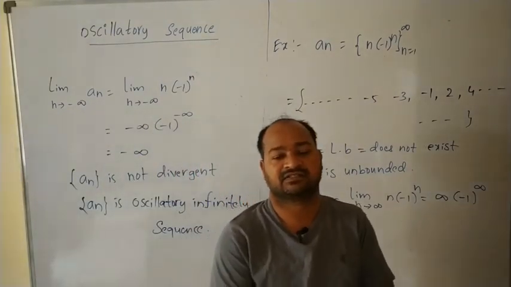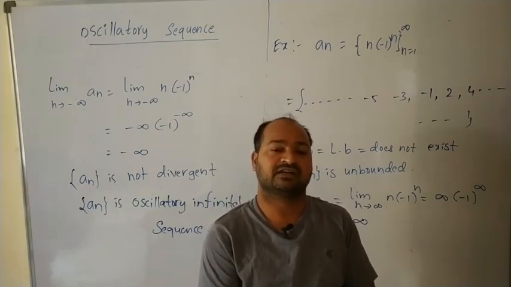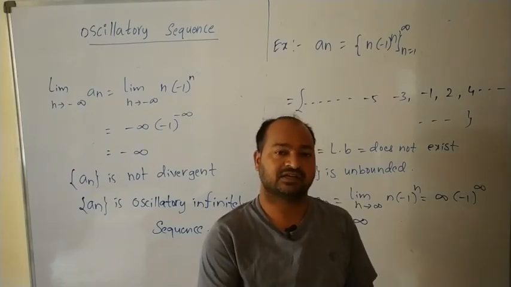Oscillatory finitely sequence means bounded and not convergent. Oscillatory infinitely sequence means unbounded and not divergent. Remember that point.